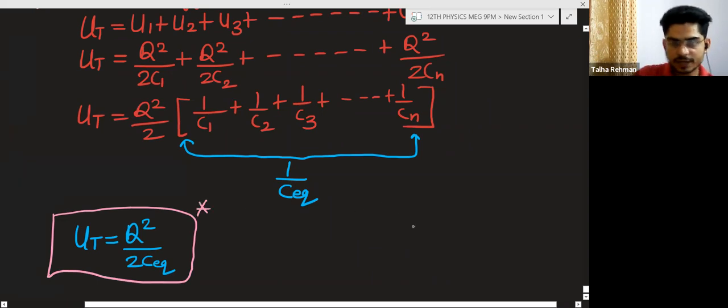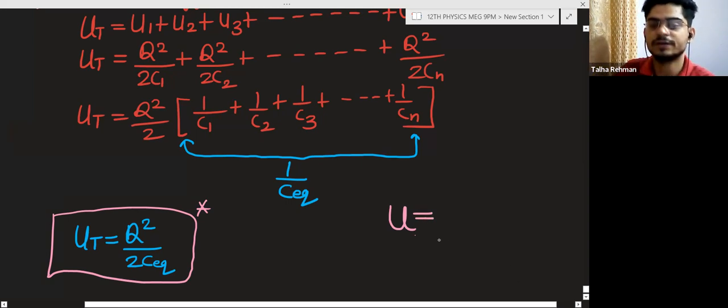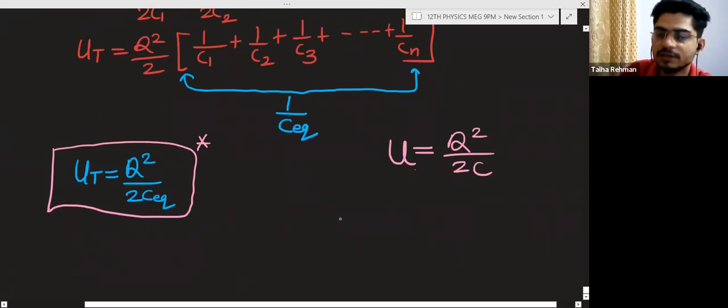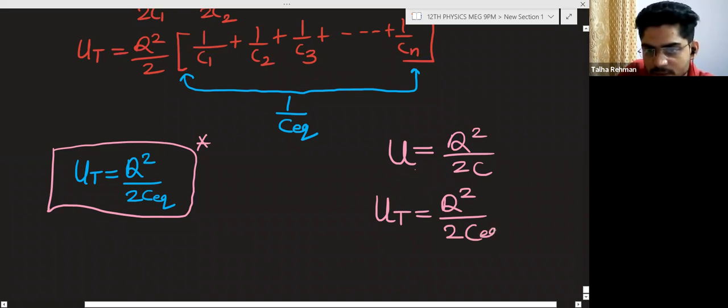Now earlier, you know the formula of energy. If you calculate the energy, you write the formula Q square divided by 2C. If you want to calculate the total energy for series combination, you know that in series combination the charge is the same, so write charge as is, and for total, the capacitance will be the equivalent capacitance. You can write like this.